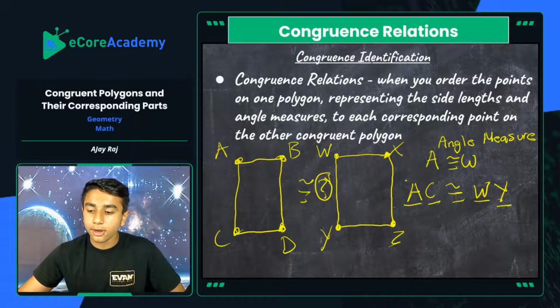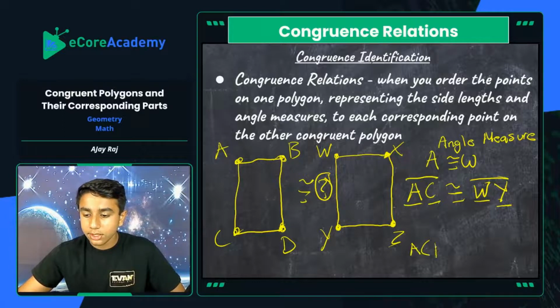If you're trying to say that points A and C form a segment, segment AC, you're also saying that it's congruent to segment WY, and that is always true. Since both of those angle measures are congruent, they must also be congruent side lengths with those two points given. So that's a little example of what that is. The whole congruence statement would be ACDB is congruent to WYZX. You can always reorder that, but make sure that these points correspond with each other, meaning A goes with W, C goes with Y, and so on and so on.